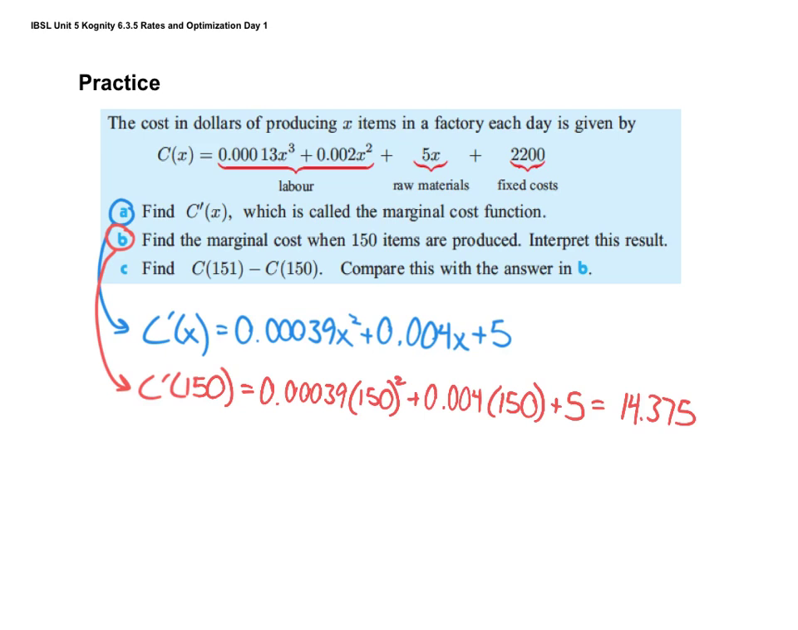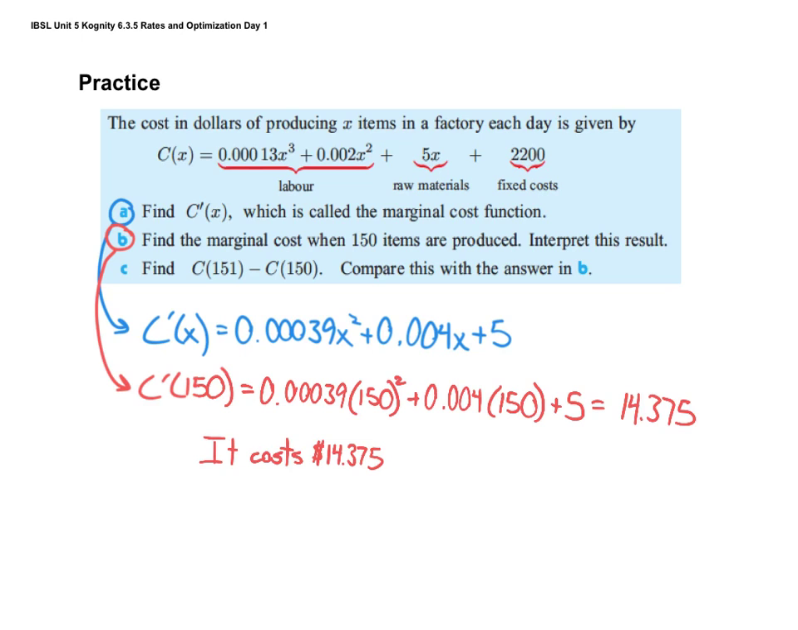It costs 14.375 a day at 150. When it produces 150 per day. Okay, let's keep going. $14.375. Well, that's dollars, right? Okay, we'll assume this is in dollars. So $14.375. Now, is that our total cost of production?